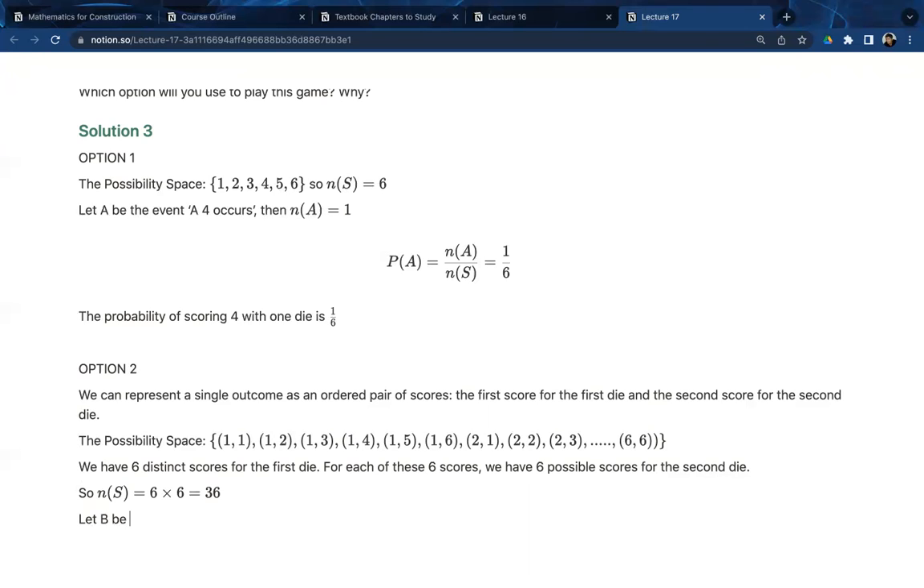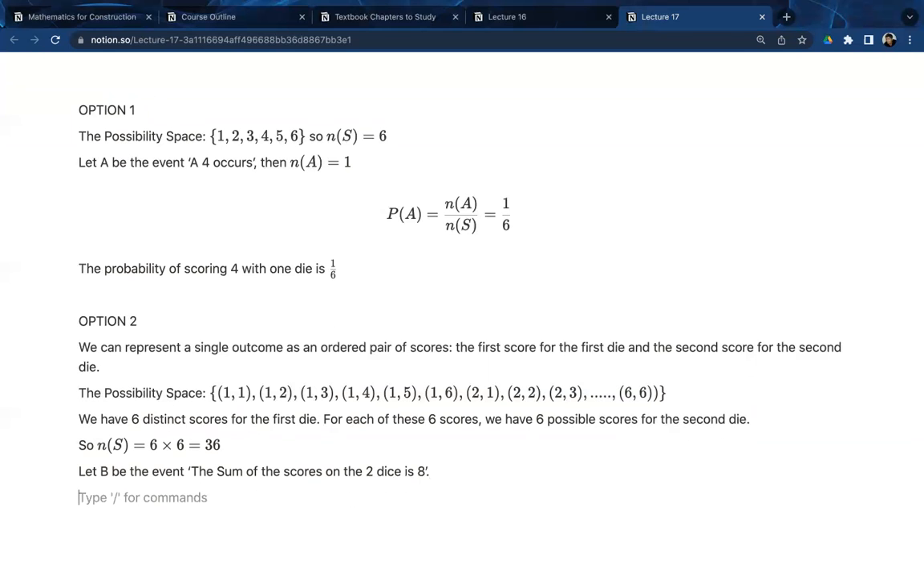Let B be the event: the sum of the scores on the 2 dice is 8. How many ways could you get a score of 8? So the space for B, you could represent B as a space in a sense.